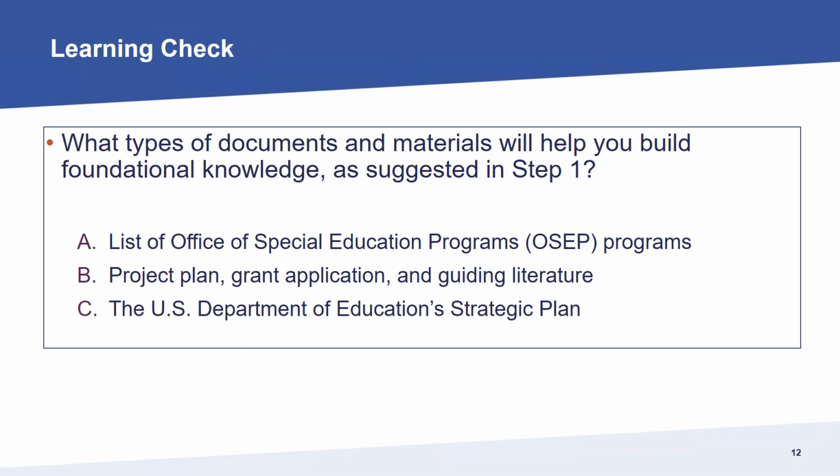So, based on what you've heard so far, what types of documents and materials will help you build foundational knowledge, as suggested in step 1? I will read the response options while you respond. Is it A, list of programs in the U.S. Department of Education's Office of Special Ed Programs? Is it B, project plan, GIPR measures, your grant application, and the guiding literature? Or is it C, the department's strategic plan?